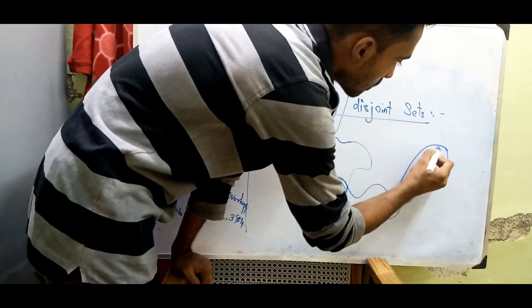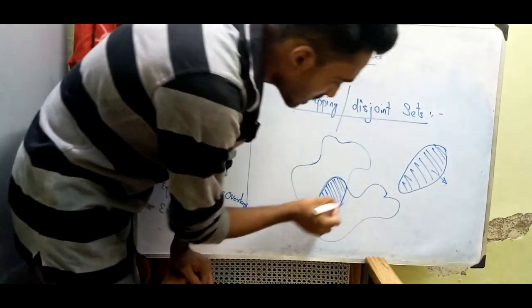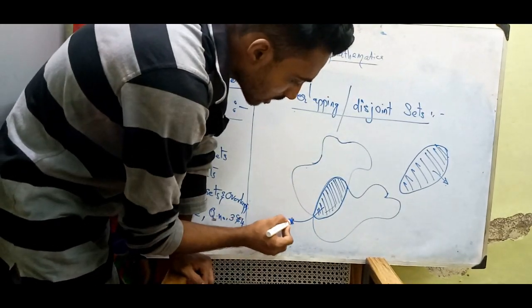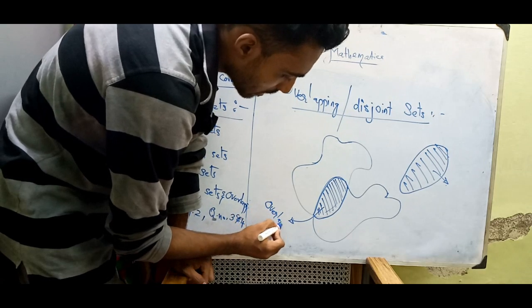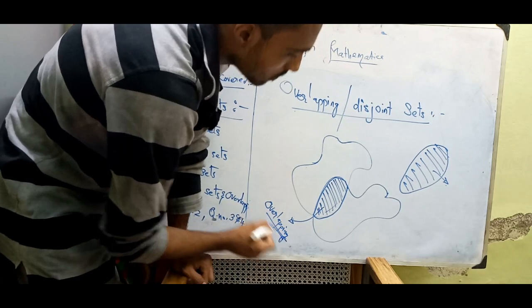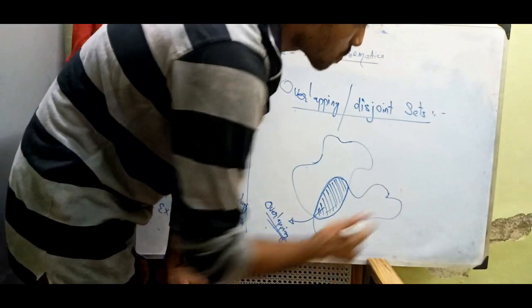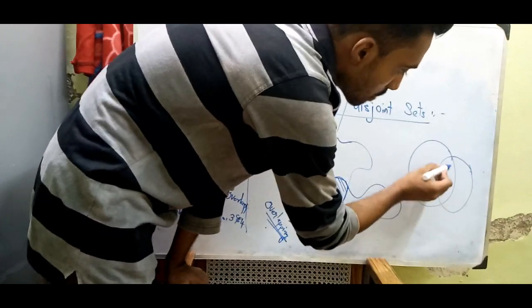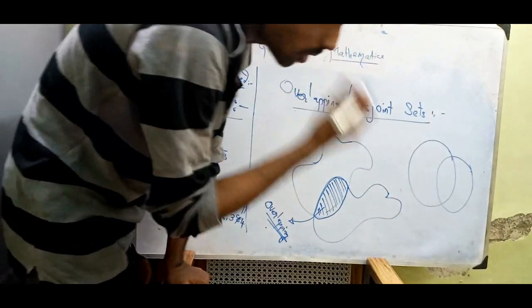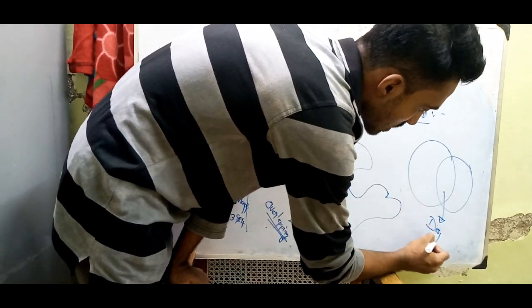Okay, this part alone is called as overlapping part. Okay, overlapping, this part alone is called as overlapping. Okay, what about this one? Clearly it does not intersect, there is nothing in common, so no common element here. It is called as disjoint set.